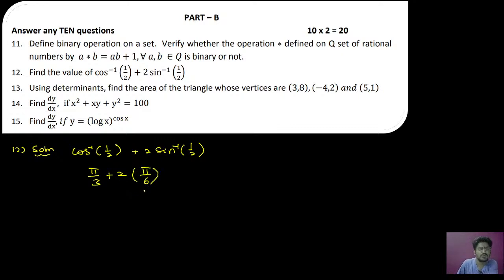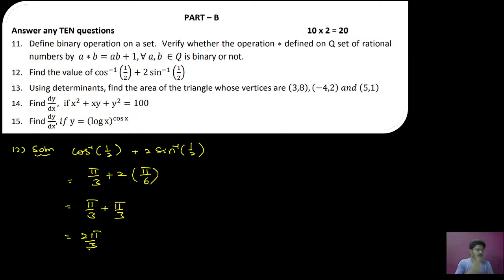So if we simplify this, pi by 3 plus 2 times pi by 6 is pi by 3 plus pi by 3, which is equal to 2 pi by 3. Therefore, 2 pi by 3 is your answer.